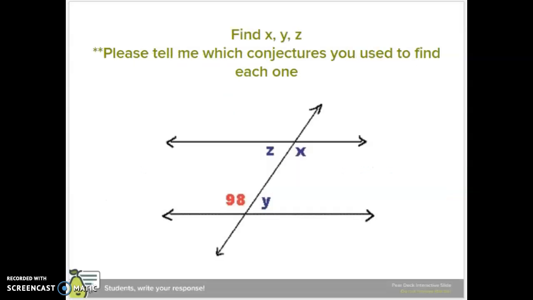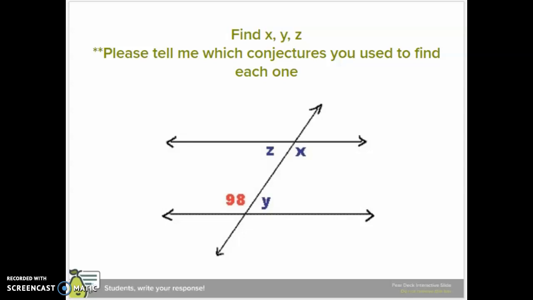We're going to go through a bunch of examples. First one, find x, y, and z. If you want to try these on your own, please pause before every one, and then I will explain how I found them. For most of these, I'm going to ask you which conjecture you use to find them. You can use the linear pair, vertical angles, alternate interior, alternate exterior, or corresponding conjectures.